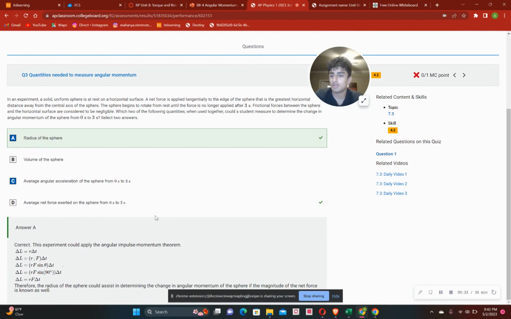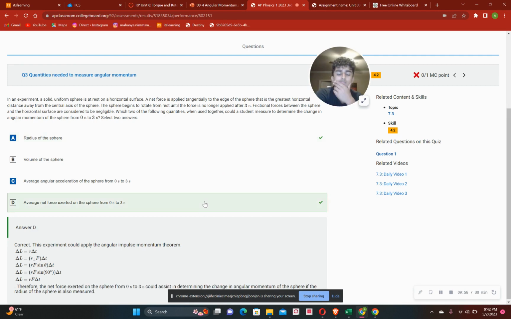So yeah, we can just take a look at this college one. Obviously you're going to need the radius of the sphere. The question is asking about the change in angular momentum, so kind of the impulse of the sphere. Now to get the impulse of the sphere, you could do torque times the change in time, right? And to get torque net, sorry, you would need force times the radius, the radius perpendicular to F.